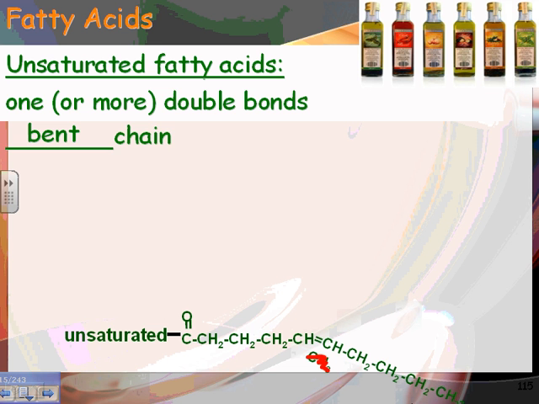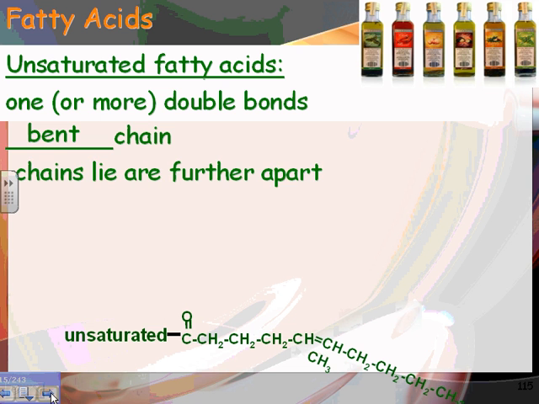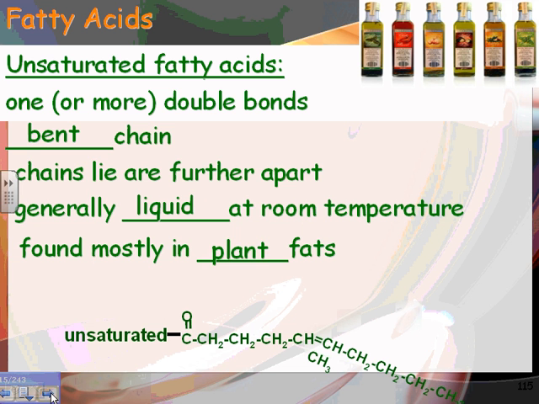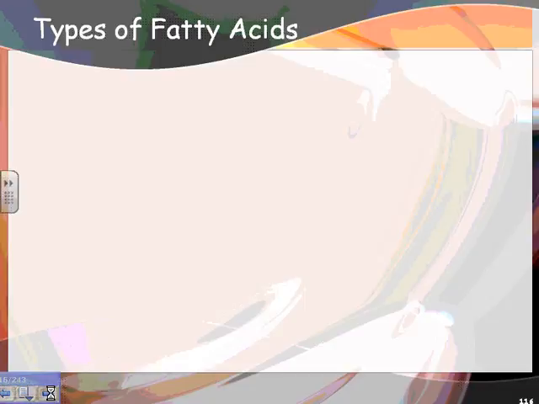Anyway, if you look at this, you can see that it's a bent chain. And so because it's bent, you can't squish as many in the same spot, so the chains lie further apart. And they generally tend to be liquid at room temperature. They are found mostly in plant fats, and they're generally healthy.